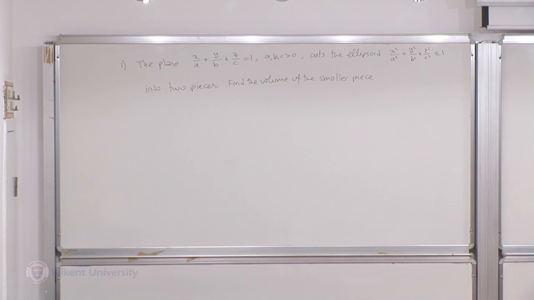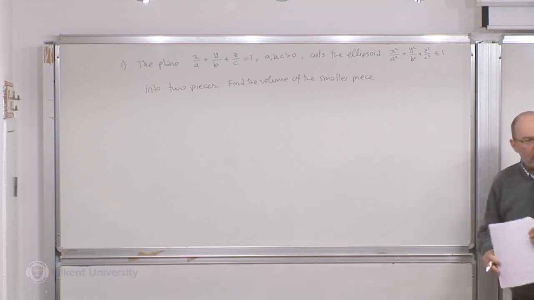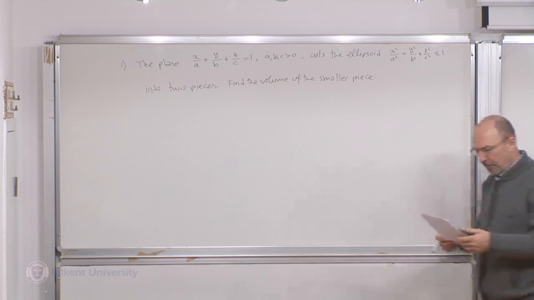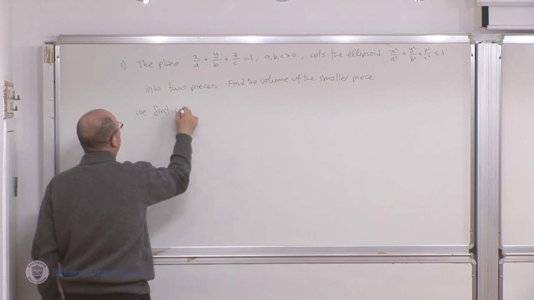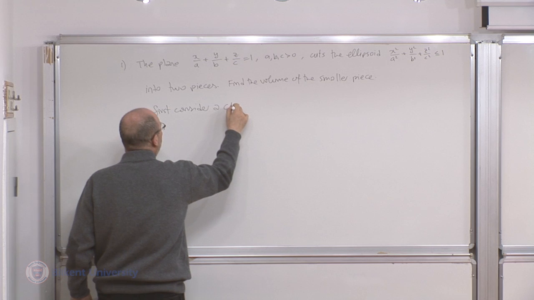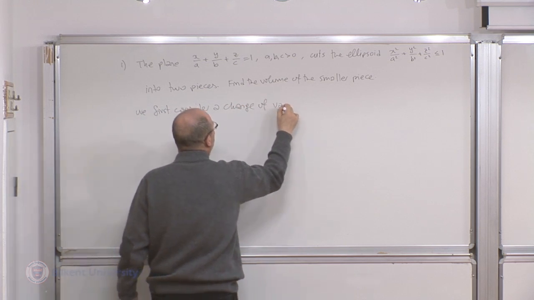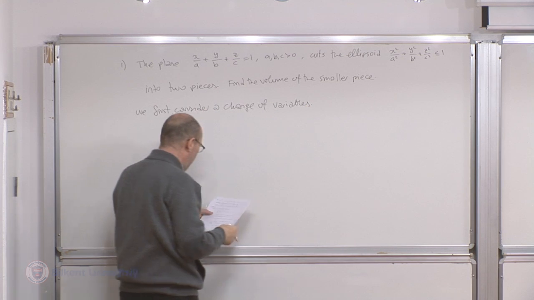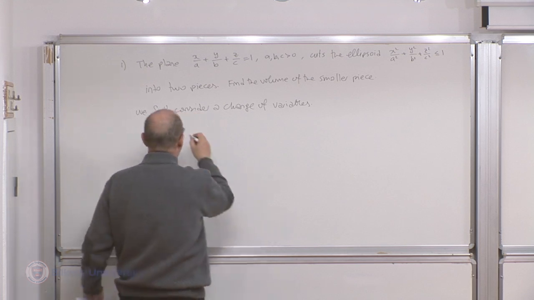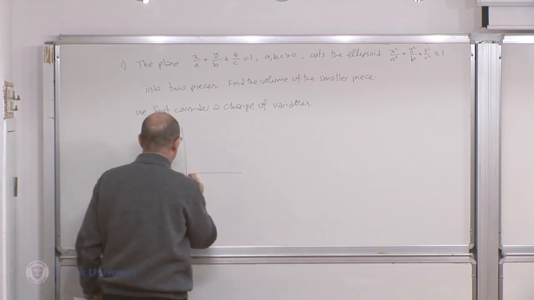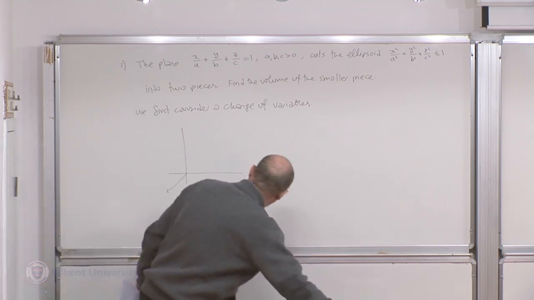Okay, so if we want to draw the picture of this, you see these a, b, c's will cause a little bit of confusion. So the best way to attack such a problem is to change coordinates. So we first consider a change of variables. Remember, it's something like this.